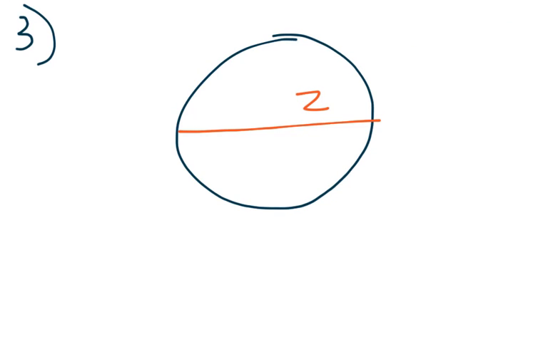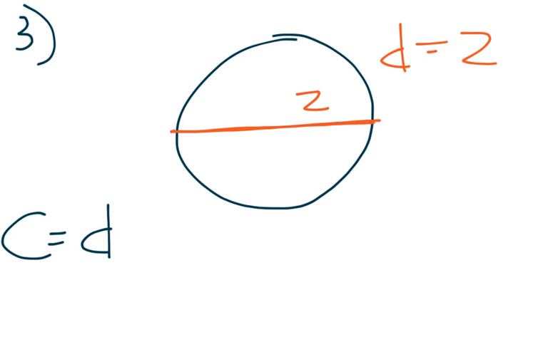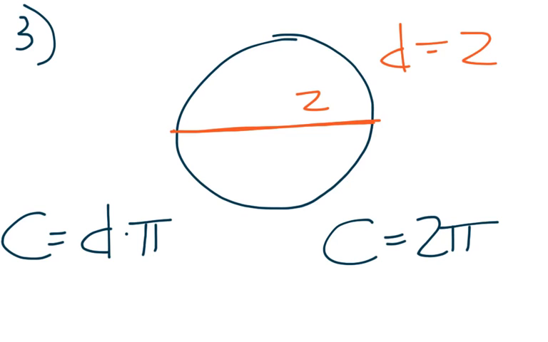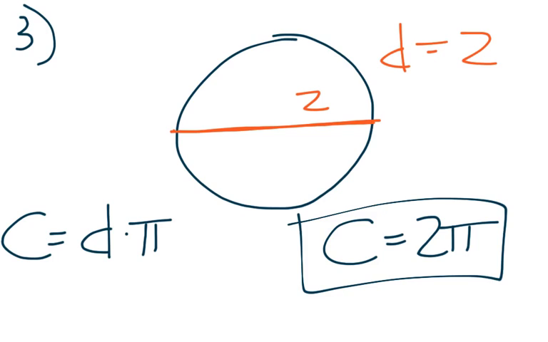For number 3, we have a line that goes from one end of the circle all the way to the other end. So this is our diameter. Our diameter equals 2. So for our circumference, we are going to use the equation C equals diameter times pi. And since our diameter is 2, C equals 2 pi. And that's it. This is our answer for number 3.